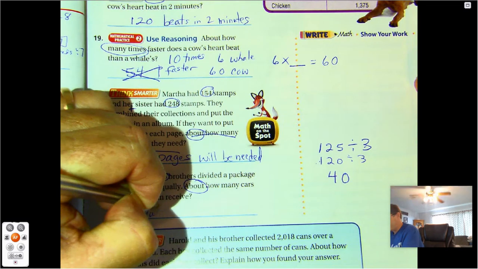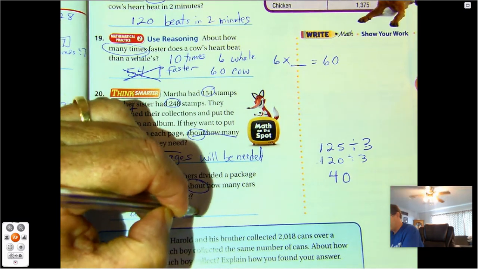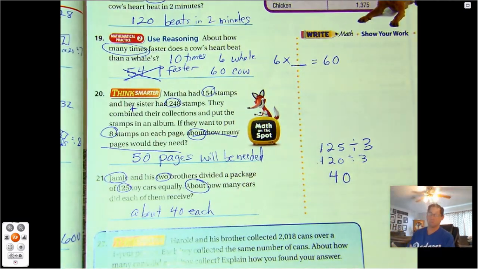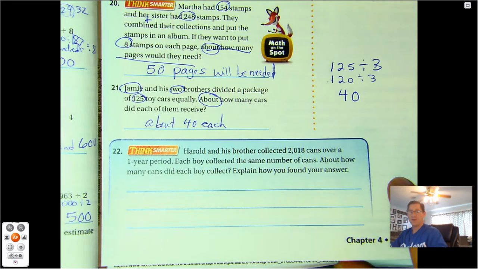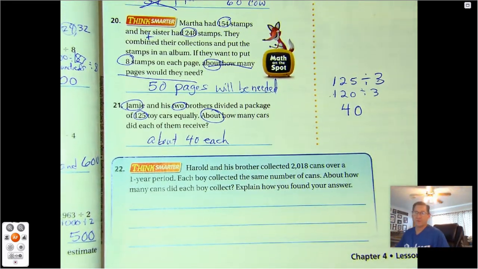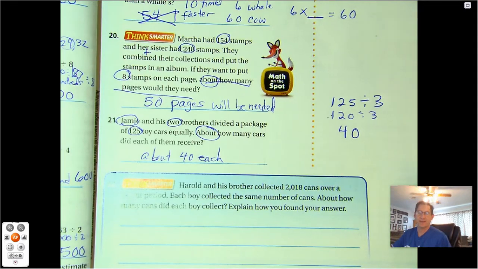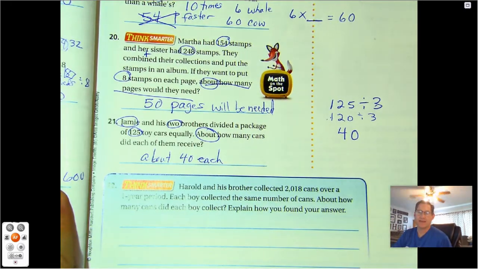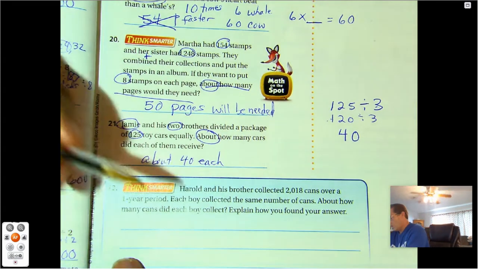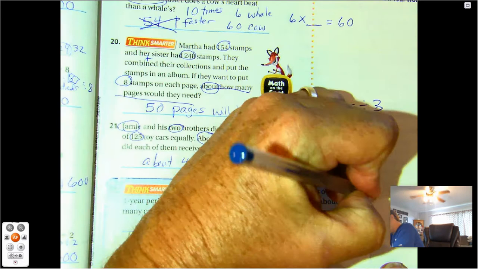each. Okay. 22. Harold and his brother collected 2,018 cans over a 1-year period. Each boy collected the same number of cans. About how many cans did each boy collect? Explain how you found your answer. Well, okay, so that's how many cans they found. And there's only 2 of them.